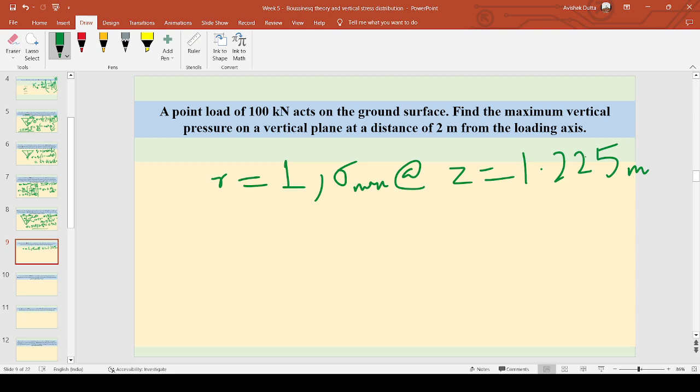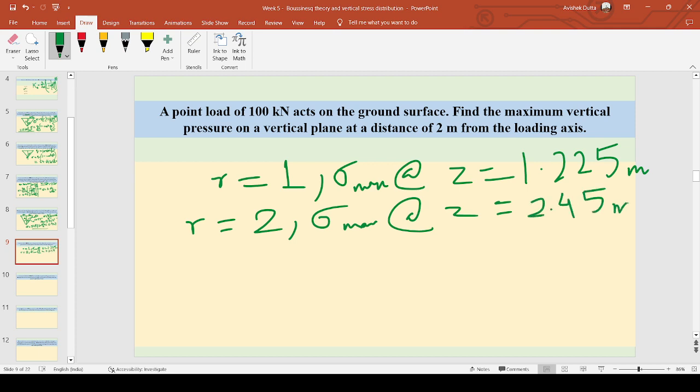Now, if the radial distance is 2 meter from the axis, then given the relationship between r and z, we can say that sigma max will be obtained at z equals to twice this value, that is 2 into 1.225, that is equal to 2.45 meters.